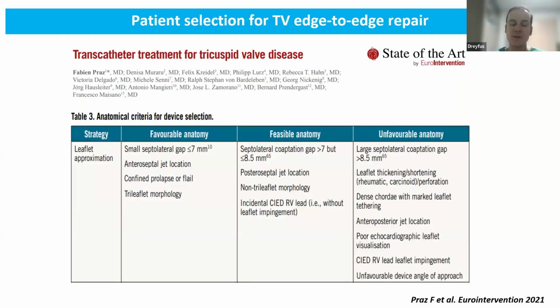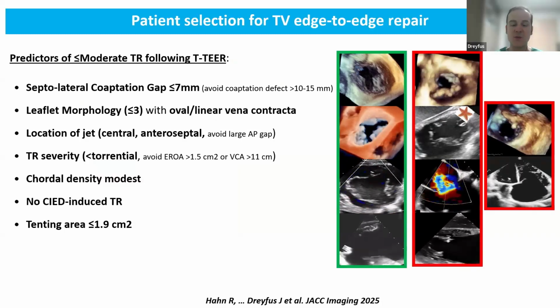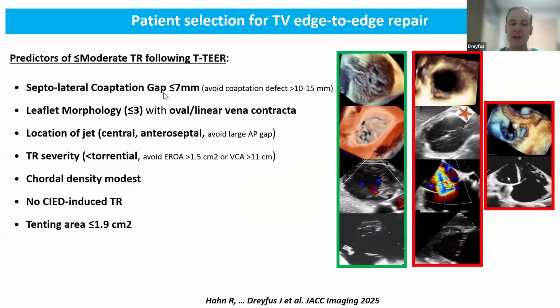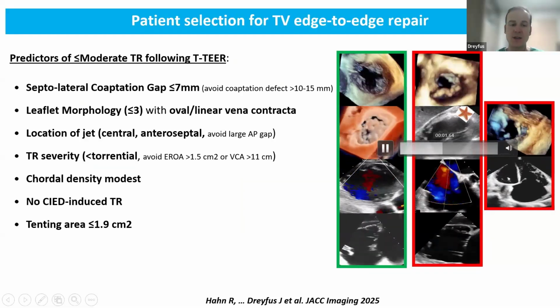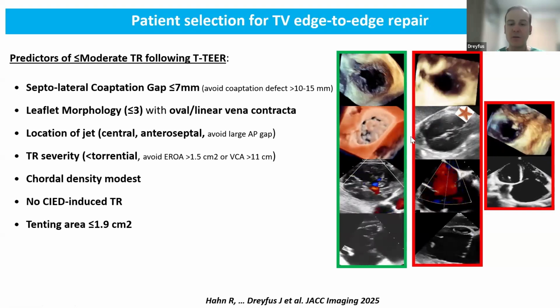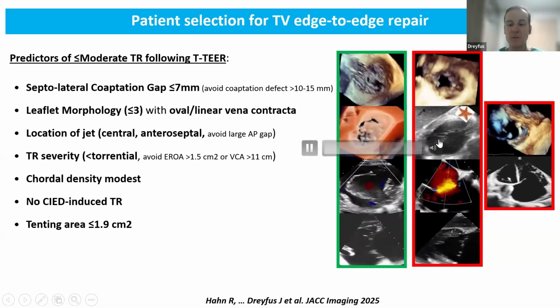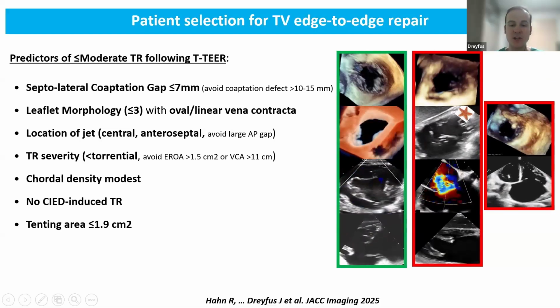Very important is the selection of the patient to define if the anatomy is suitable for any transcatheter intervention, and you have several tables that can help you. Here are probably the most important parameters that should be assessed with echo, including both transthoracic and transesophageal echo. You have first the gap, and the gap should not be too large. If you have a large gap, you won't be able to catch the leaflets. Then the leaflet morphology: if you have 3 leaflets or less, which is rare, it's quite feasible. If you have many more, for instance a star shape with 5 leaflets, it will be much more challenging.